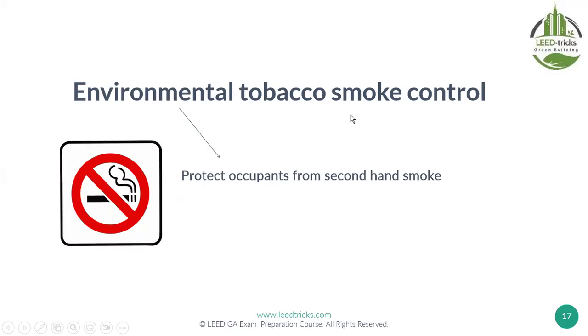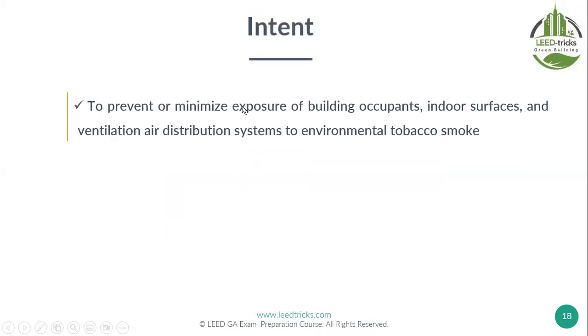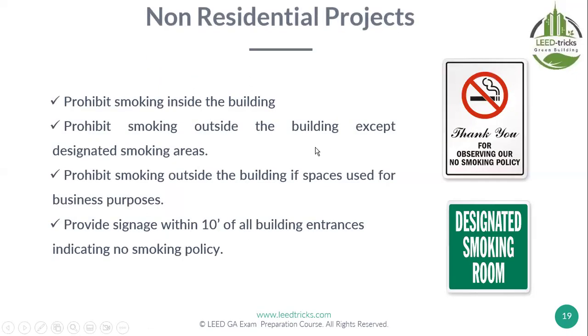Environmental tobacco smoke control. What is environmental tobacco smoke control? Smoking. We call it ETS here, like in LEED. So protect occupant comfort from second-hand smoke. The intent here is to minimize the exposure of building occupants and surfaces. You can see in some buildings the surface of the walls itself becomes black because of smoking, and from ventilation ducts too. When you open the air conditioning, it comes with smoke also, so it will be a problem for the occupants.